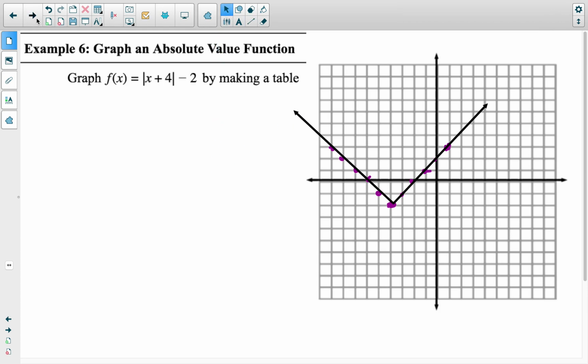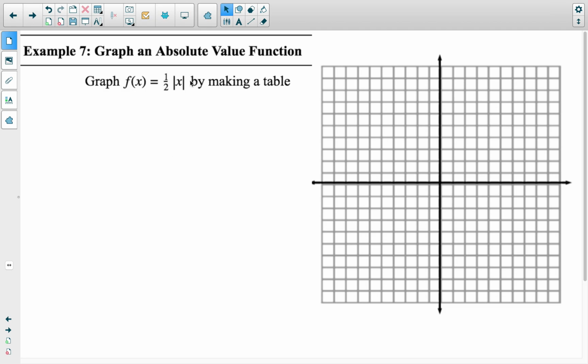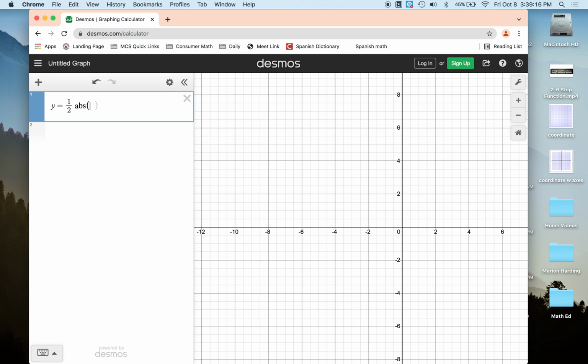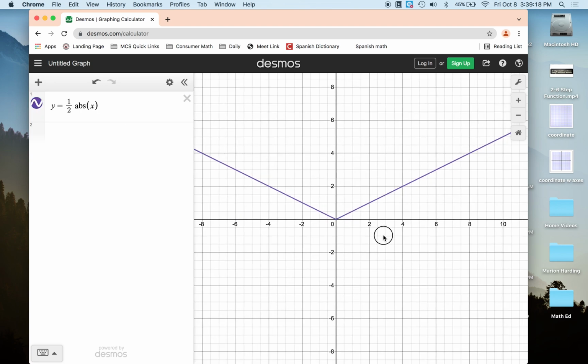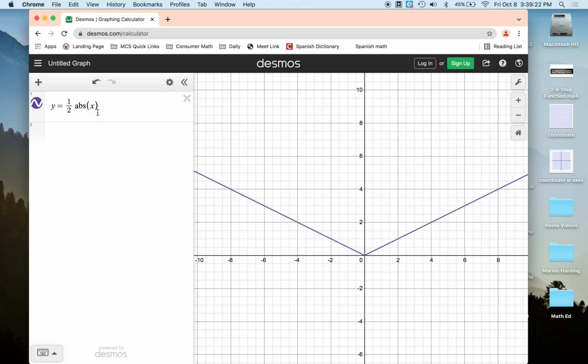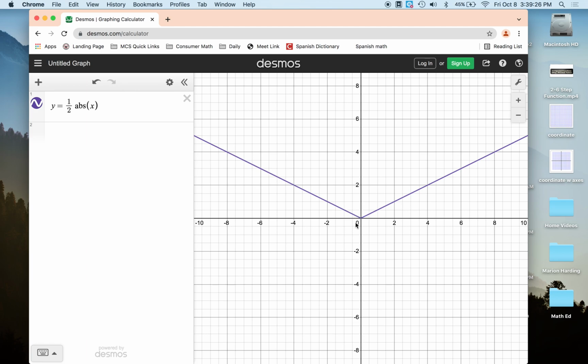Okay. We can also multiply the absolute value function by a number. So let's take a look at what this looks like in Desmos. 1/2 times the absolute value of x. And it's still a V shape, but notice how it looks like it's wider. It's wider because we're multiplying by this fraction out front. So we still have our vertex at 0, 0.